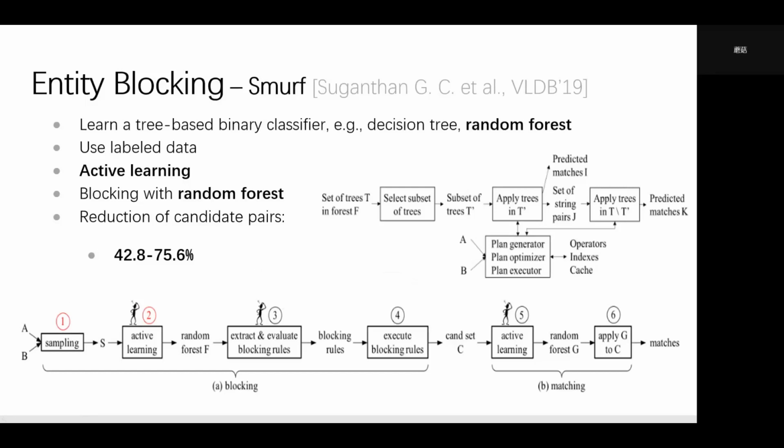So they first sample some data and label them in an active learning manner and learn a random forest. Then they extract the blocking rules and find the tuple pairs satisfying them. And finally, the candidate set C is the result of the blocking. So the Smurf has higher accuracy than the rule-based methods, but the blocking.